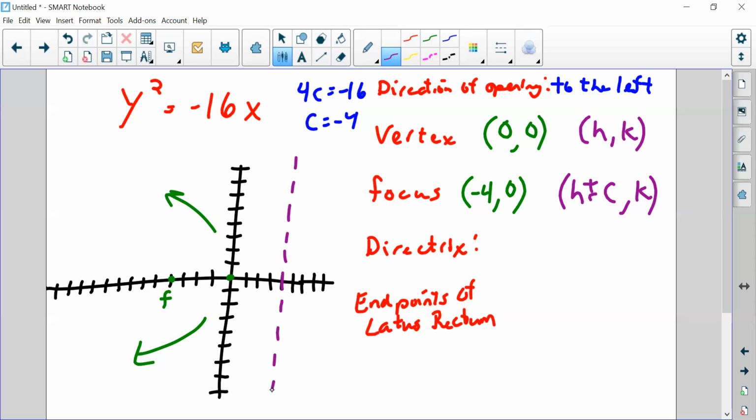And you can always think the directrix will always be perpendicular to your axis of symmetry. So I knew it had to be up and down. So this time when you do the directrix, is it going to be x equals a number or y equals a number? x equals a number. In this case, x equals 4. So our formula here is going to be x is equal to our h plus or minus c, depending on which direction of opening that we want. So our vertex plus or minus that.